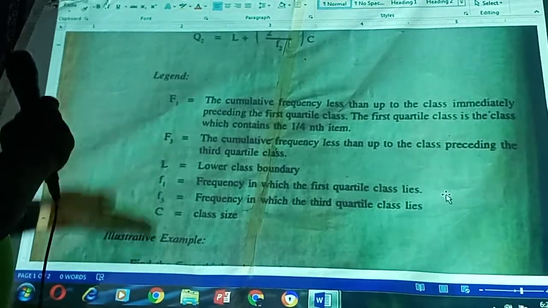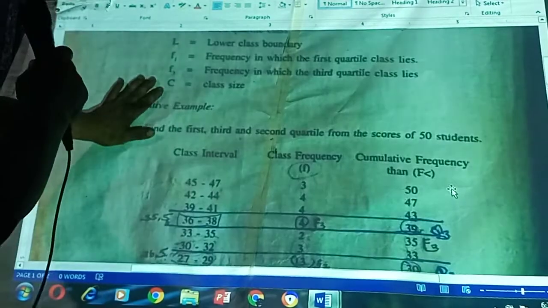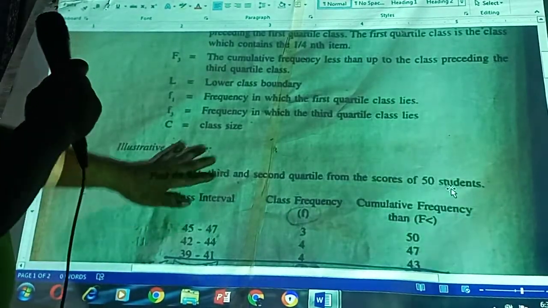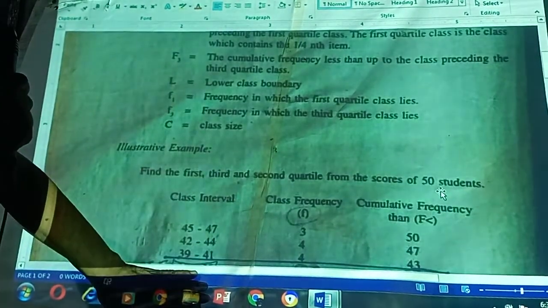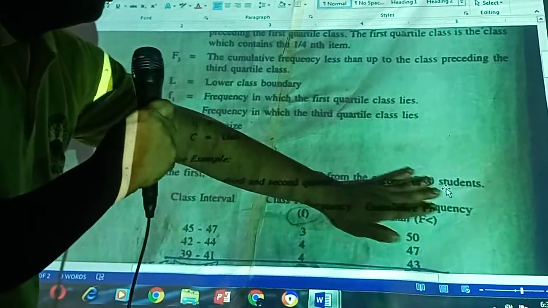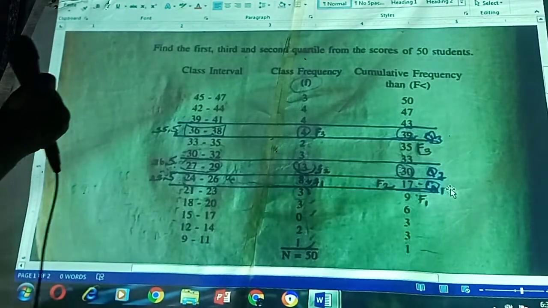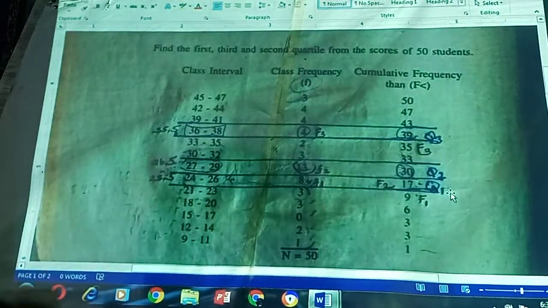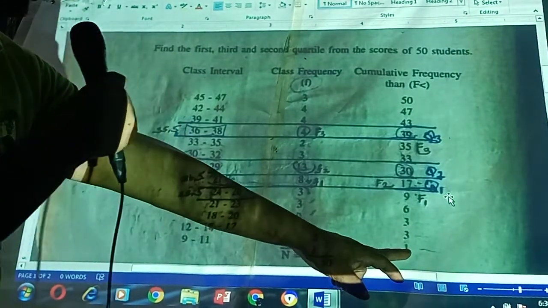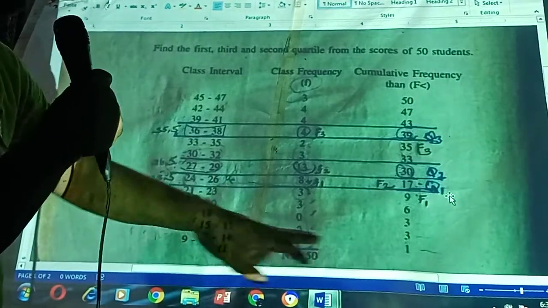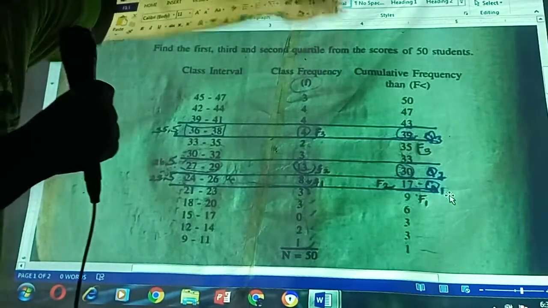Example. Find the first, second, and third quartiles from the scores of 50 students. We have the class interval, class frequency, then cumulative frequency. How do we get the cumulative frequency? Here is a short review. The lowest score frequency is 1, then zigzag, we add: 1 plus 2 is 3, 3 plus 0 is 3, and so on.